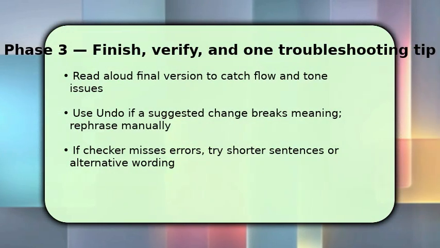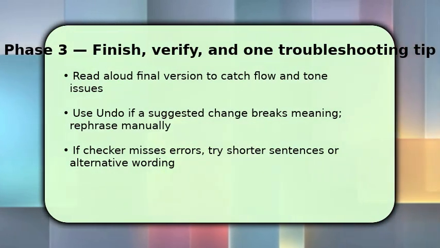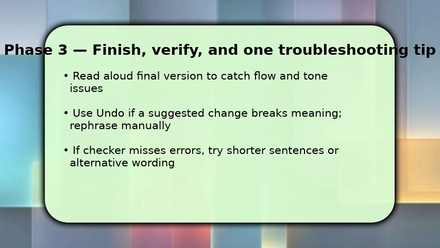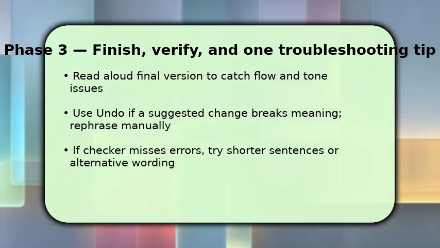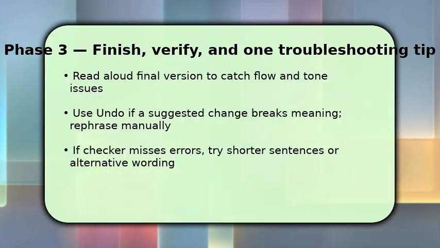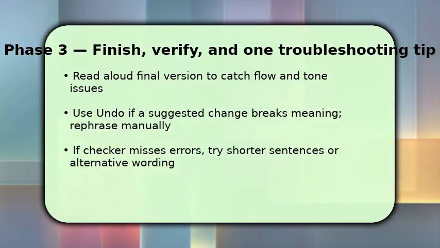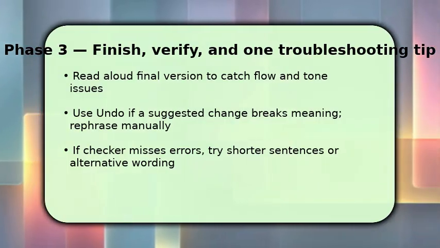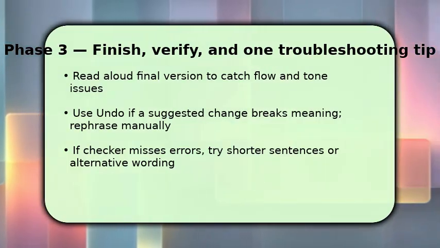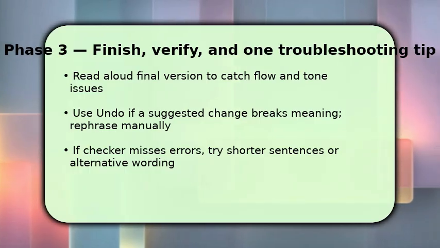Finish by reading your revised text aloud to check flow, tone, and clarity. You'll catch issues the checker missed. If a suggested correction breaks your intended meaning, press undo or revert and rephrase the sentence manually, because human judgment beats automation on nuance. If Google misses errors, simplify complex sentences or split them. Shorter sentences yield better automated results.